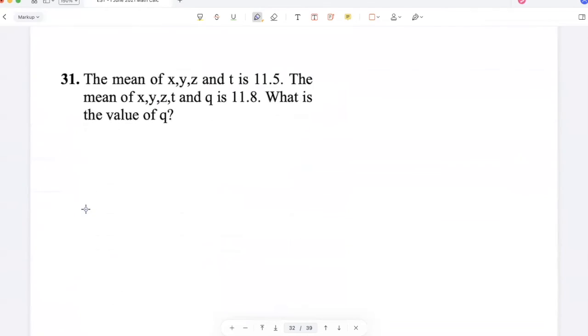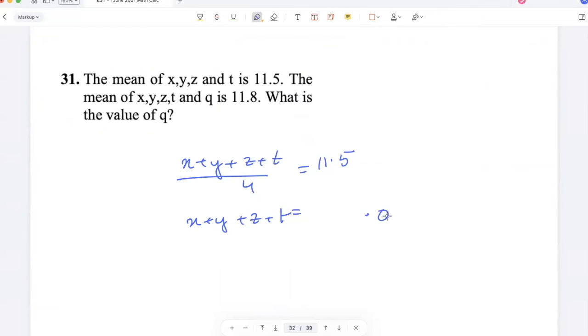Okay, now we have the grid in questions. The mean of x, y, z, and t is this. The mean of this is 11.8. What is the value of q? Okay, so x plus y plus z plus t divided by 4 is 11.5. So x plus y plus z plus t is 0, carry 2, 11 into 4, 44 plus 2, 46. So x plus y plus z plus t is 46.